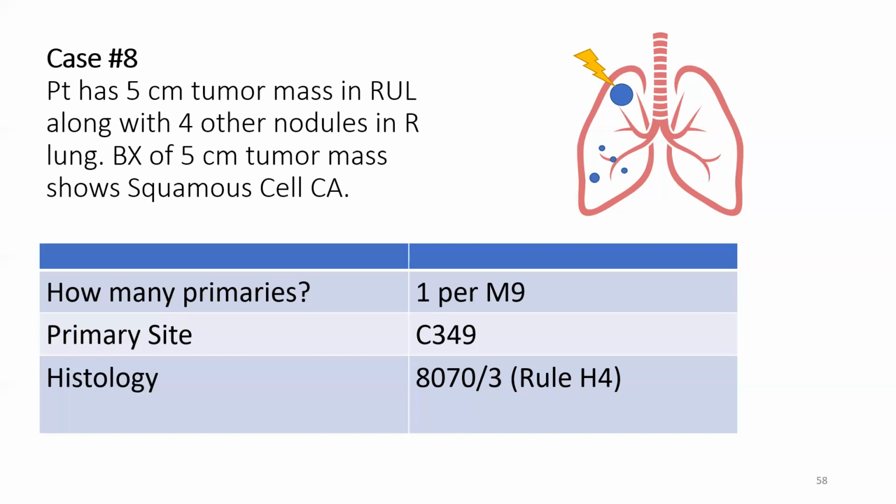Go through the rules, stop when you can say yes. We cannot stop at M7 because we don't know the histology of all the primaries. Tumors have to be the same histology in Rule M7. Keep going to M9. Abstract a single primary when there are simultaneous multiple tumors in the same lung. Again, note 4 applies for this case. The histology, you only have one. Rule H4 says code the histology when one histology is present, and that's the squamous cell 8070/3.